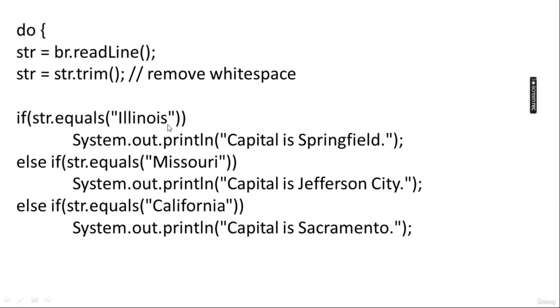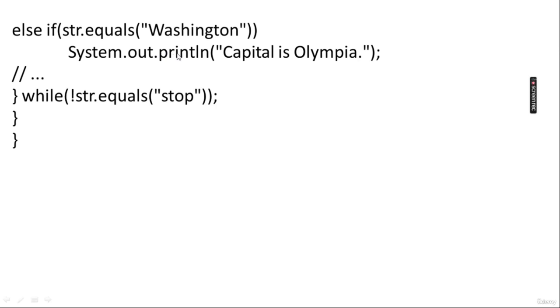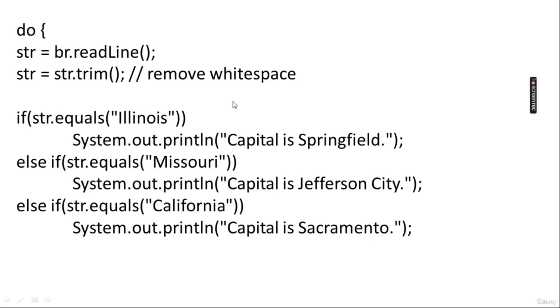If string equals Illinois, capital is Springfield. If string equals Missouri, capital is Jefferson City. If string equals California, capital is Sacramento. If string equals Washington, capital is Olympia. If string not equals to stop. This is our program.